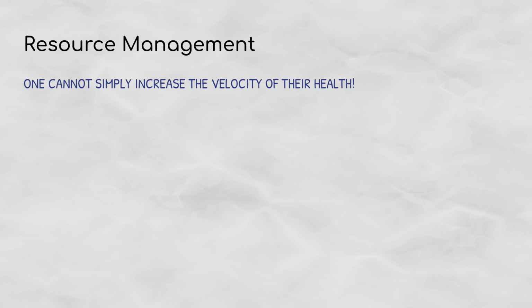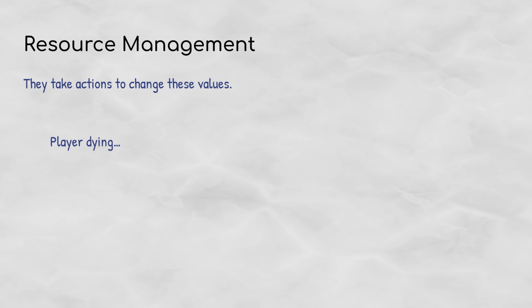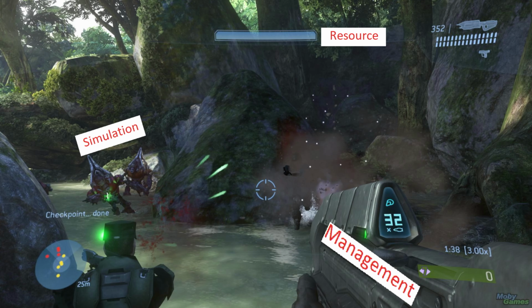One cannot simply increase the velocity of their health. They take actions to change these values. Player dying, player kill enemies, player stop dying. Players can take actions to change simulation values, but they're not managing the simulation value. They're managing their own resources indirectly by engaging with simulation values.